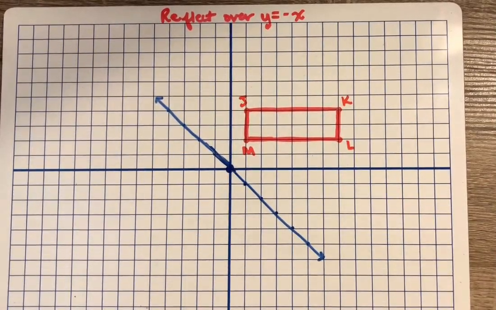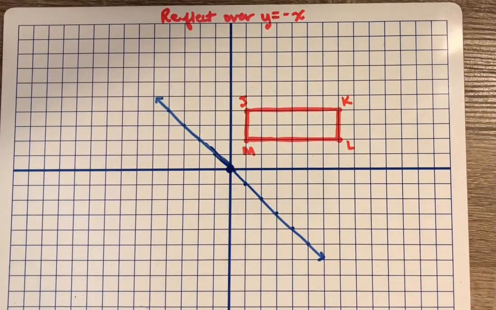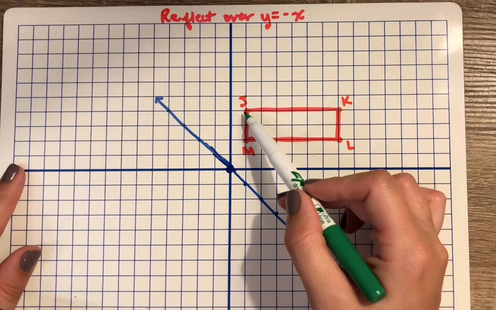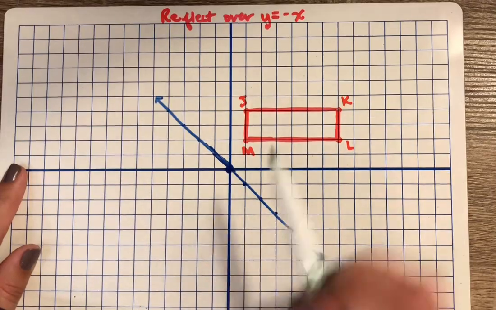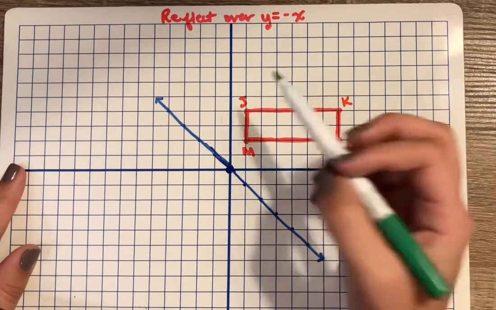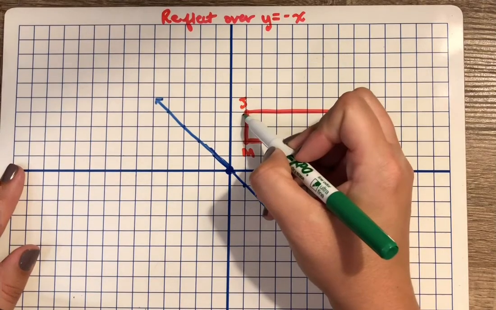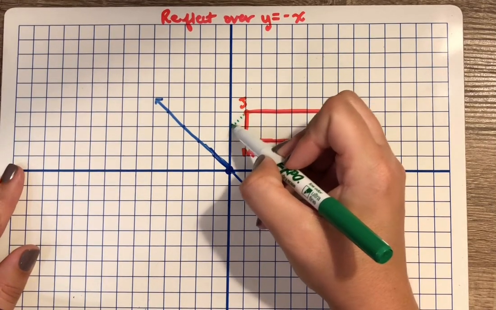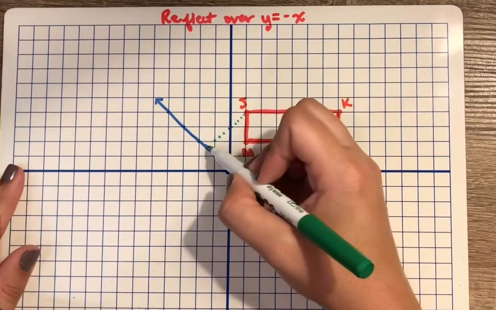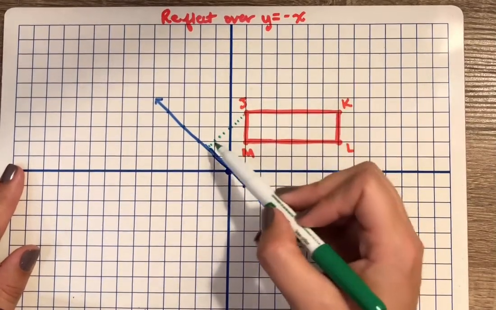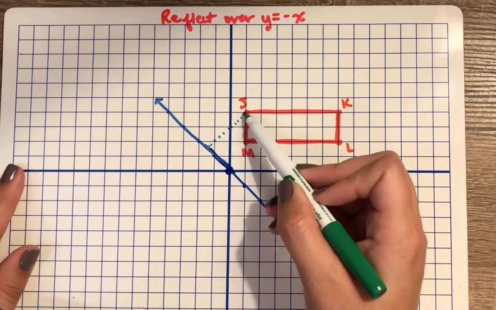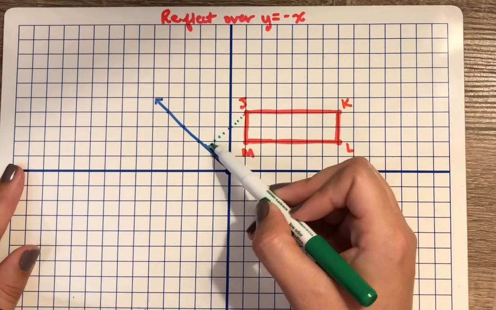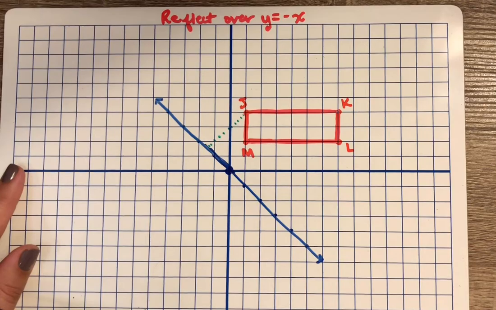So I'm starting with a pre-image JKLM. I'm going to take one vertex at a time and count the diagonal distance from that vertex to the line. So because this line is diagonal, I need to count a distance diagonally as well. So we're going to start with point J. So the diagonal distance is 1 unit, 2 units, and then just half a unit across. So here, we're not going all the way across that box yet. To the line of reflection, it's 1, 2, half, so 2.5 diagonal units.